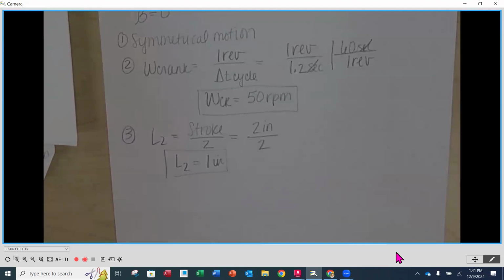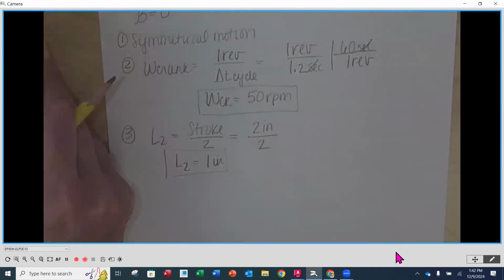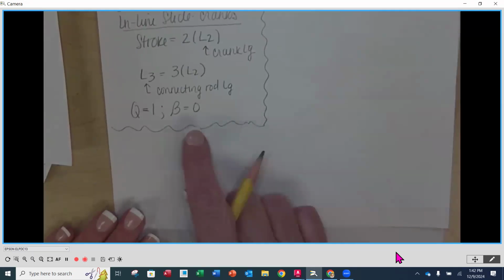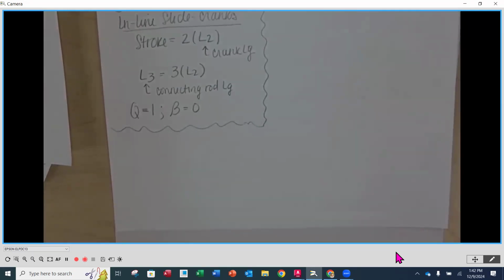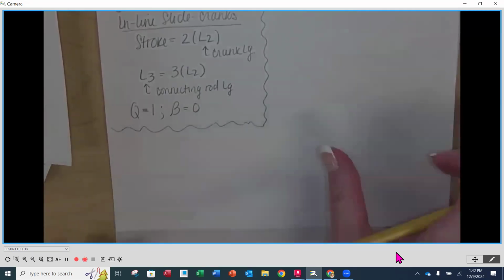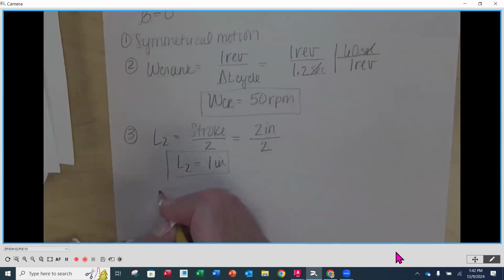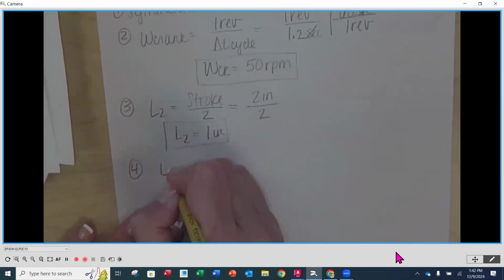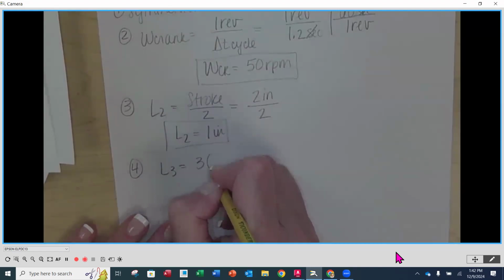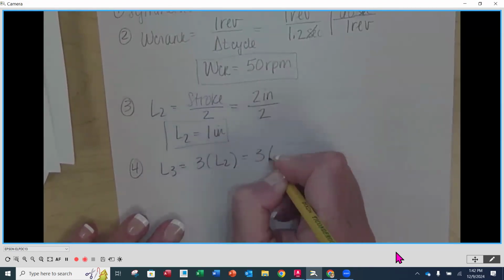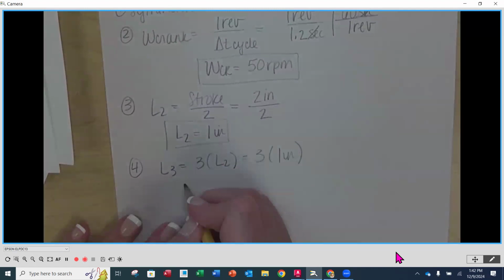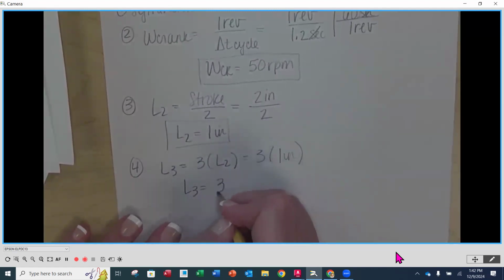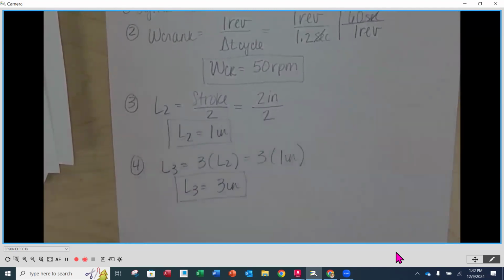So when I draw this in AutoCAD, my L2, the length of my crank, is going to be 1 inch. Now, another one of the variables that we can calculate is L3, because we know that L3 is 3 times the length of L2. So for L3, it is going to be equal to 3 times L2. So that's going to be 3 times 1 inch. So my L3 is going to be 3 inches.